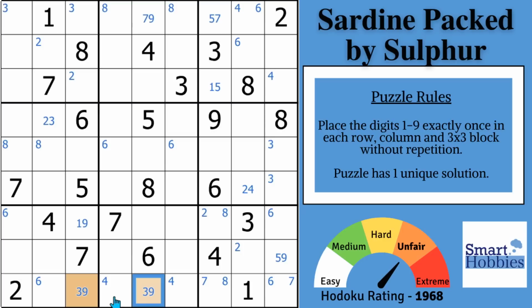In that row. And so it restricts the 3s. They can't be in these cells. And you have this 3 here and this 3 here. So now you can mark the 3s in these 2 cells. That is it. There is nothing else we can do.